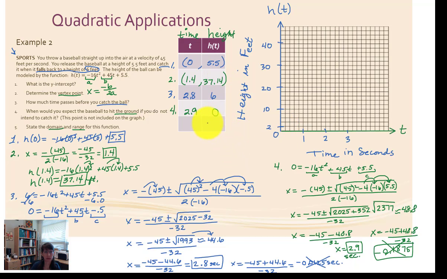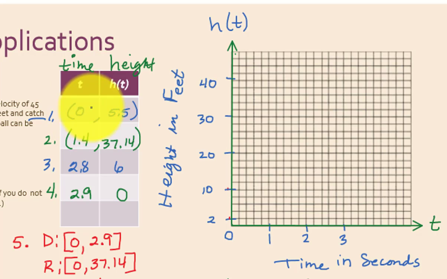And now we're ready to plot the ordered pairs. Our first ordered pair is 0, 5.5. Our next ordered pair is 1.4, 37.14. So our scale was counting by 0.2, so this line would be 1.4, and I'll go up to just a little past 37. Our next ordered pair is 2.8, 6, so that one's a little easier to plot. And finally 2.9, 0. So just before 3.